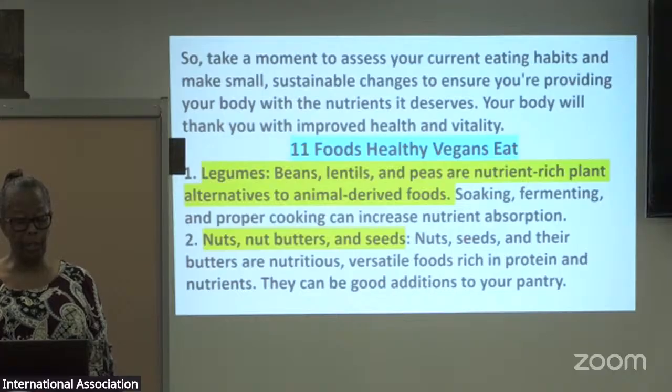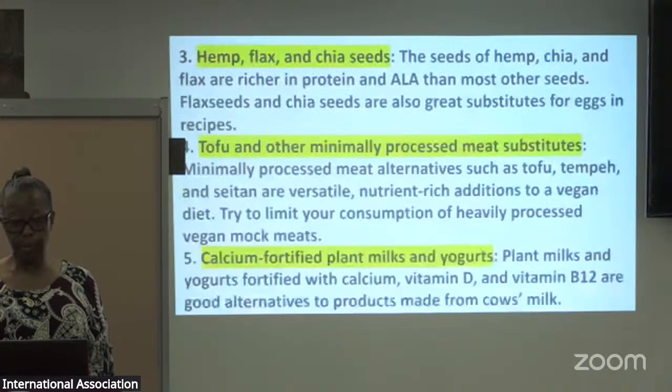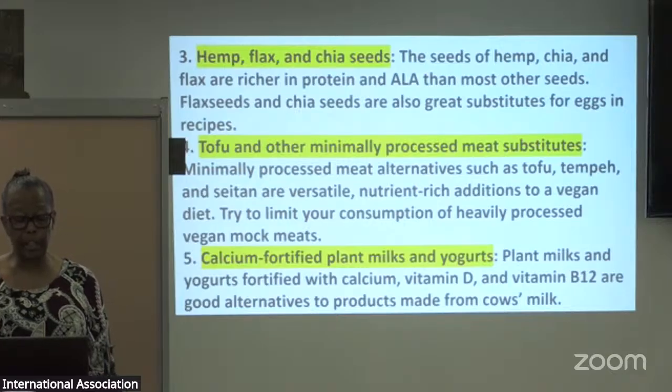And then you have your nuts, nut butters, and seeds. Nuts, seeds, and their butters are nutritious, versatile foods rich in protein and nutrients. They can be a good addition to your pantry. You have hemp, flax, and chia seeds.